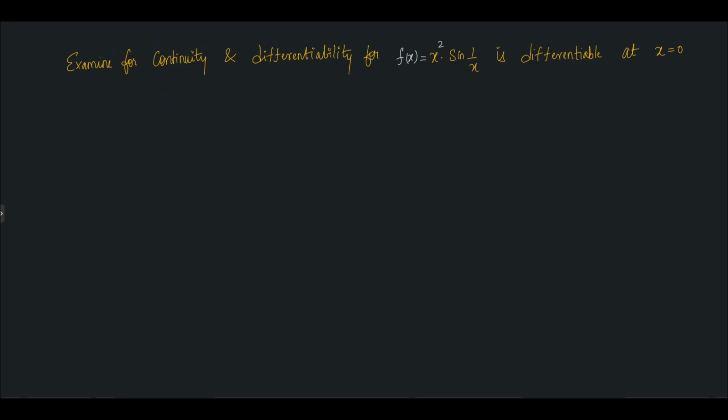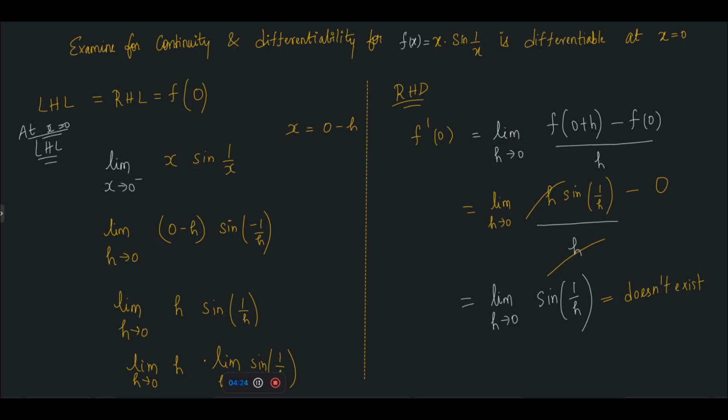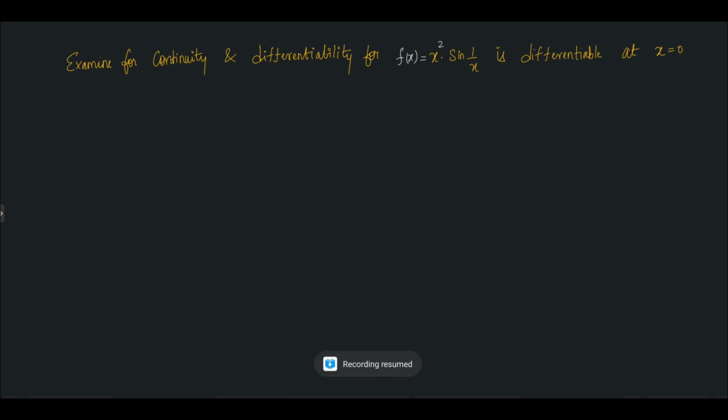Now let us see this part. Now this is differentiable. Now this becomes differentiable. Why? Because they want to smooth it. Okay. Right hand derivative should be equal to left hand derivative. Okay. So let's take right hand derivative at x is equal to 0.